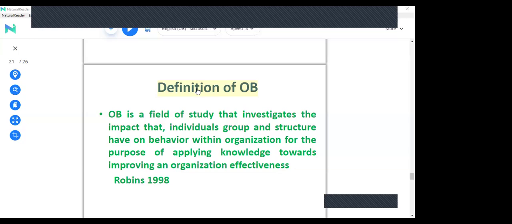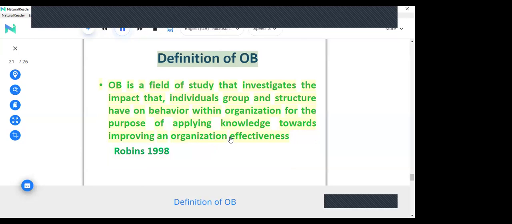What is the reason this type of definition was created in this period or this era? Then, my dear student, you can understand the organization behavior subject field changes in process. In 1998 the organization behavior subject is like this. Now, the 21st century organization behavior subject is like this. Okay, right. One by one, we have to start.